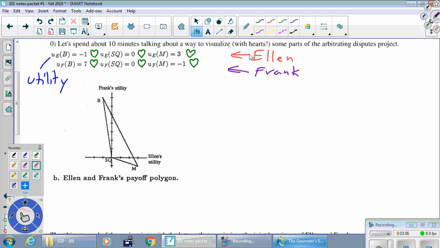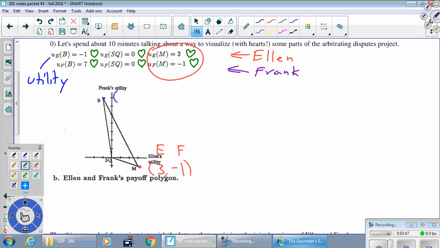I'm going to focus first on this point labeled M. The coordinates of this point right here are 3 and negative 1. Let's make sure we understand what that point represents. This M is the mountain point, and that 3 is Ellen's happiness number, and that negative 1 is Frank's happiness number. And so that point right there is just the physical representation of the mountain for both Ellen and Frank. So that point is not Ellen, and that point is not Frank. That point is mountain. And Ellen is always going to be the first coordinate, and Frank is always going to be the second coordinate.